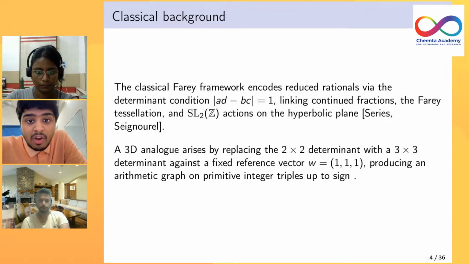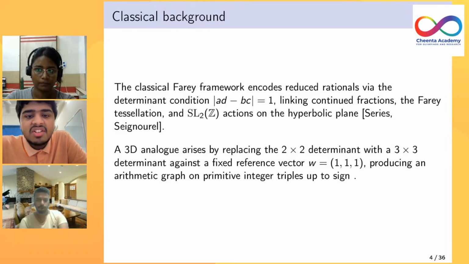They allowed me to work on this principle. Our 3D analog replaces the 2 by 2 determinant with a 3 by 3 determinant computed against a fixed reference vector (1, 1, 1). This produces an arithmetic graph on primitive integer triples, preserving the idea of minimal adjacency while revealing structure unique to the third dimension. Next slide, please.